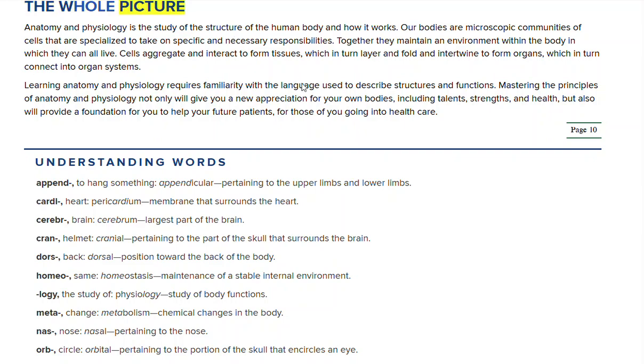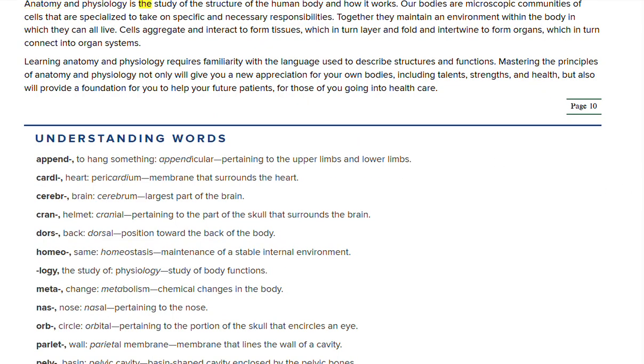The whole picture. Anatomy and physiology is the study of the structure of the human body and how it works. Our bodies are microscopic communities of cells that are specialized to take on specific and necessary responsibilities. Together they maintain an environment within the body in which they can all live. Cells aggregate and interact to form tissues, which in turn layer and fold and intertwine to form organs, which in turn connect into organ systems.